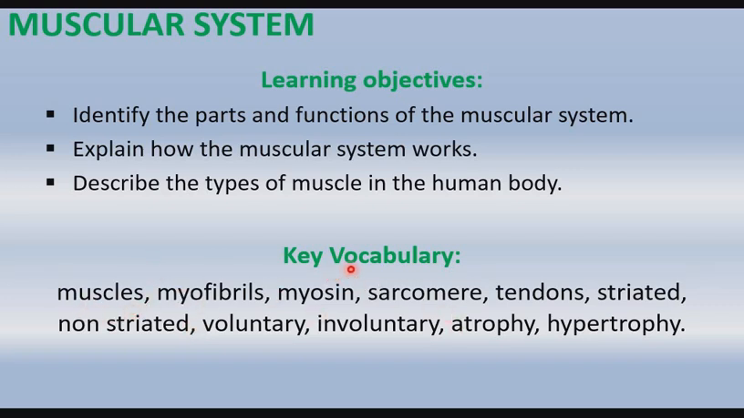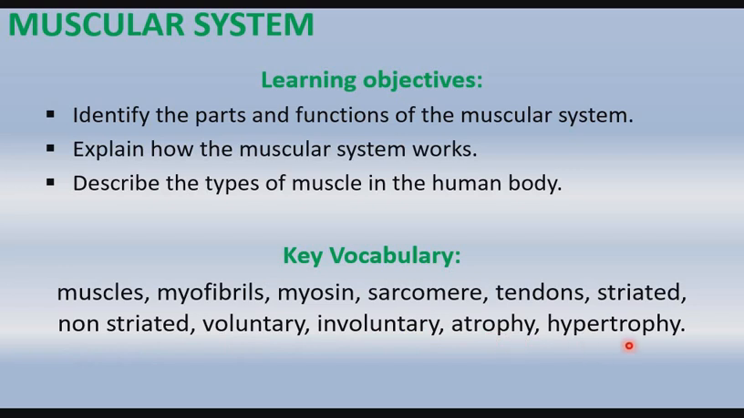Our key vocabulary: we have the muscles, myofibers, myosin, sarcomere, tendons, striated, non-striated, voluntary, involuntary, atrophy, and hypertrophy.